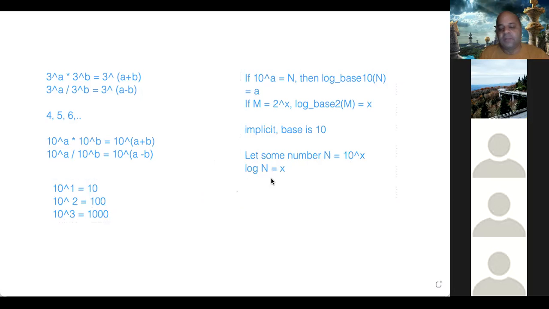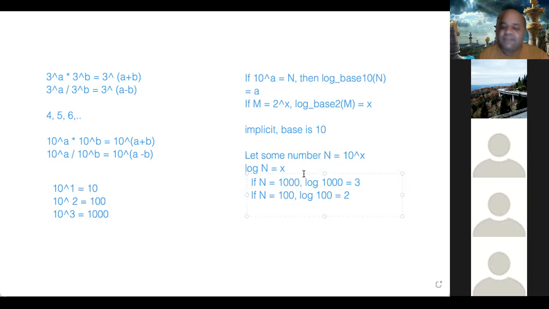So if n is equal to 1000, then we say log of 1000 is equal to 3. If n is equal to 100, then log of 100 is equal to 2. So it is the other way around. It is just the way of putting it. Sir, I didn't understand that log n equal to x.